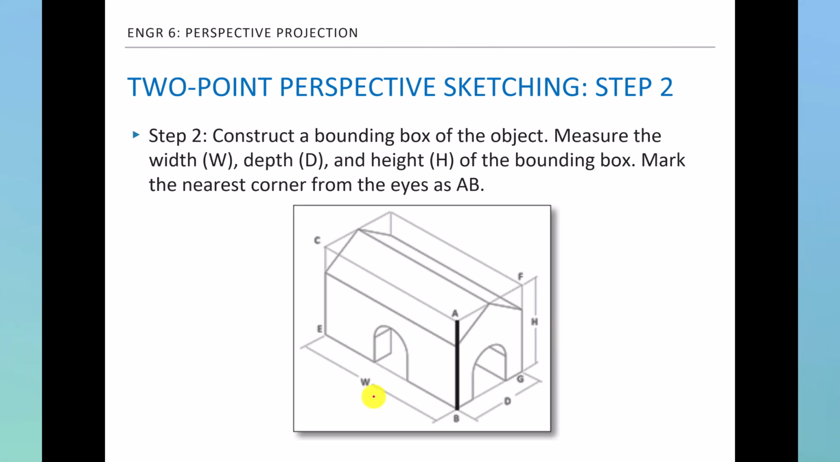So here are the width and depth and height. And then we want to first sketch the nearest corner line of the box, AB. Okay, so we label them as AB, and that's going to be a vertical line. As I mentioned, in 2-point perspective the vertical line of the real object will be projected as a vertical line in 2-point perspective.